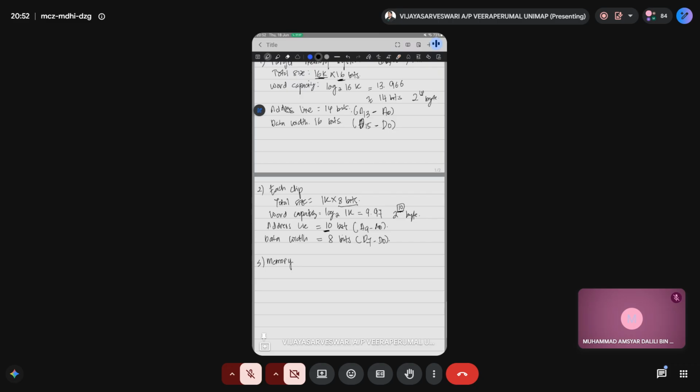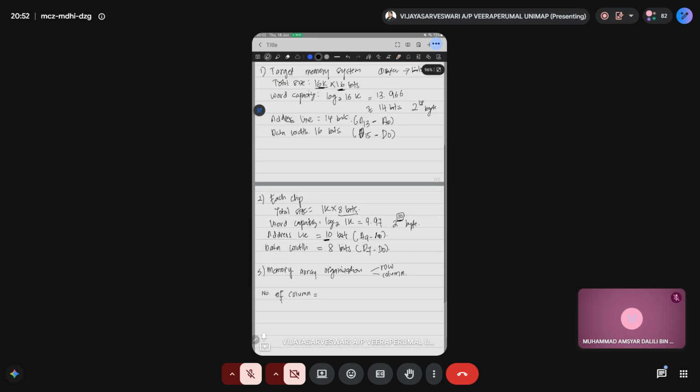Okay, the third thing that you have to do is memory array organization. For the memory organization, we have to find how many chips per row and how many per column. So this is what we have to do. To do it, we have to find the number of columns.